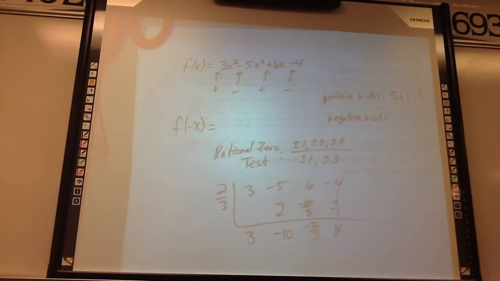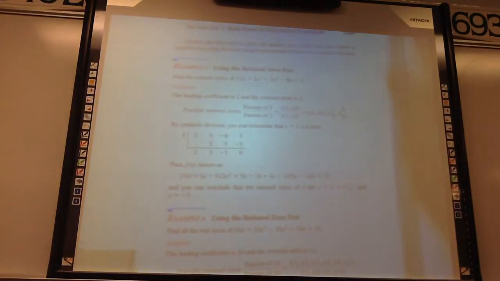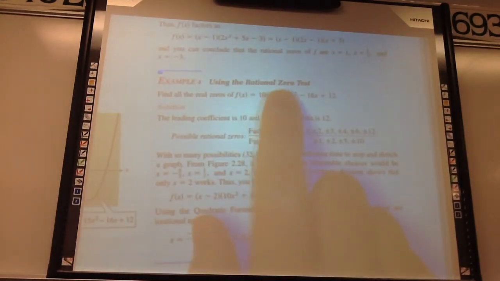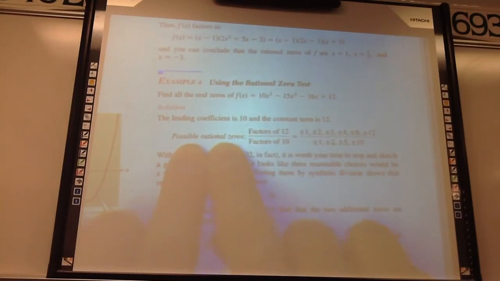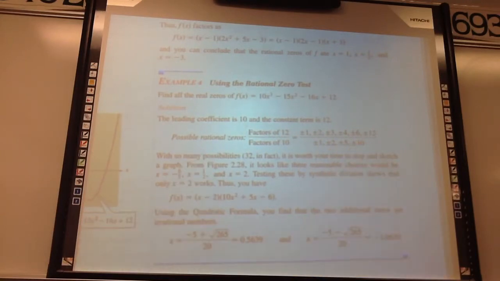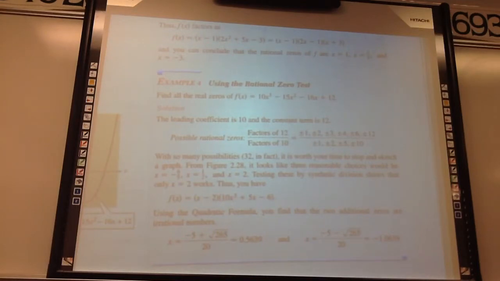I mean, look at this one. I like this one. Example 4, using the rational zero test. It gives you this one, with 10 and 12. Here are the possible rational zeros. Look at all that. 1, 2, 3, 4, 6, and 12 divided by 1, 2, 5, or 10. So with 32 possibilities, you could do synthetic division 26 times and still not find one if you're unlucky. I mean, ain't nobody got time for that.